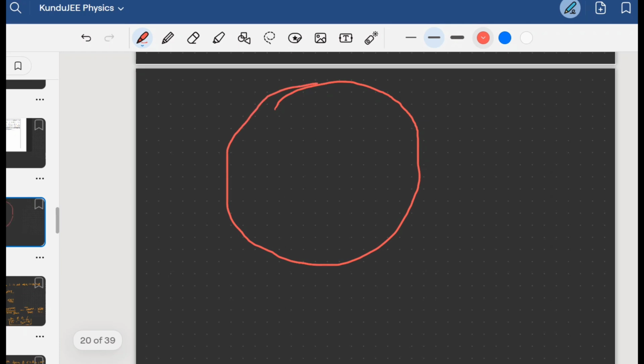This is the glass sphere. This is the center of the glass sphere, and there is one cavity of air inside the glass sphere. The refractive index of glass is root 3, and for air it is 1. This is air.